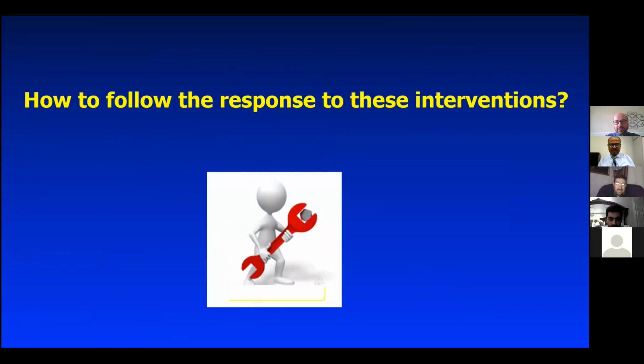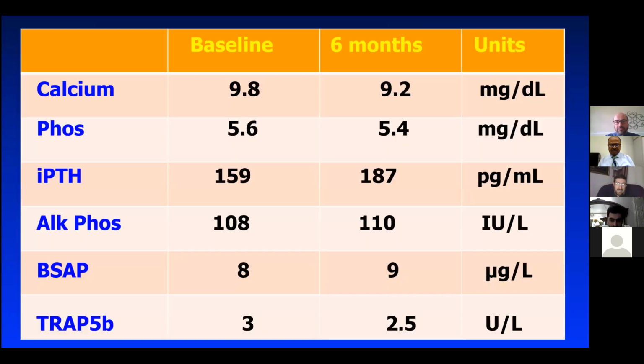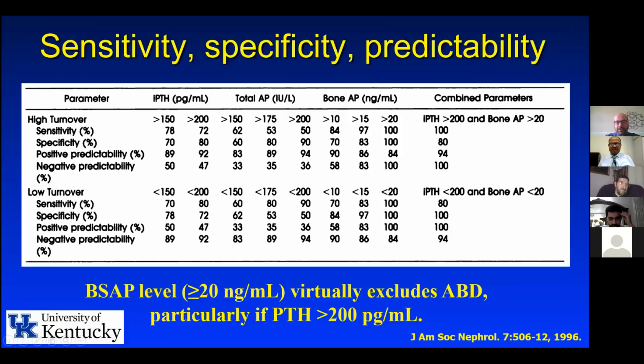And what is the other testing that we need to do? As Hani said, we did bone-specific alkaline phosphatase. Bone-specific alkaline phosphatase didn't change much, so the bone formation rate didn't change. So this patient probably still has low turnover bone disease. TRAB5B, which is a bone resorption marker, also went down a little bit, so the bone resorption didn't improve either.